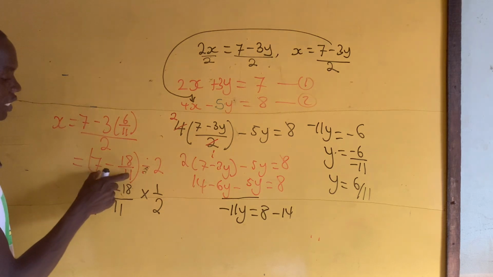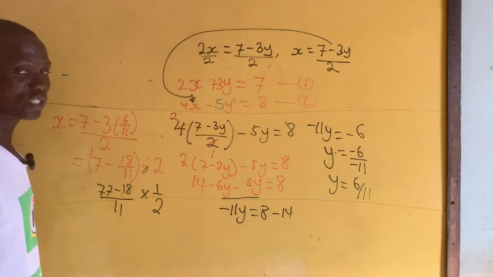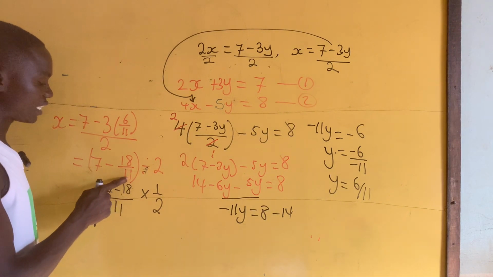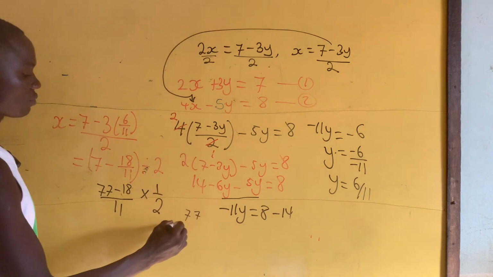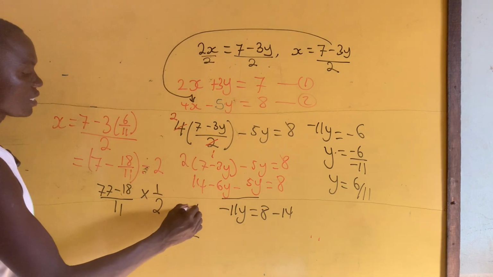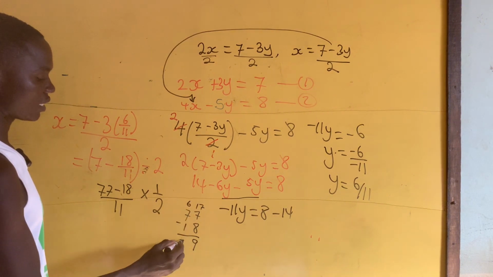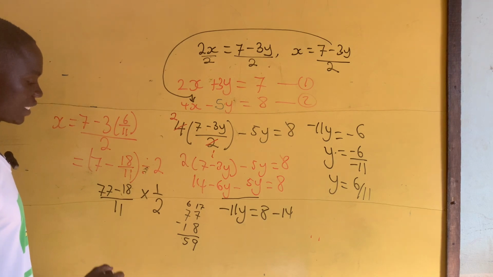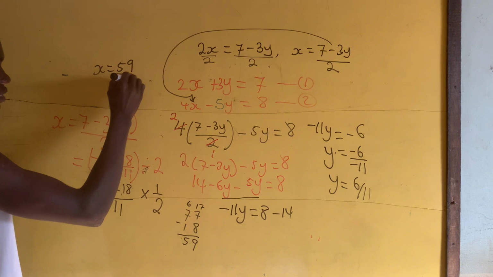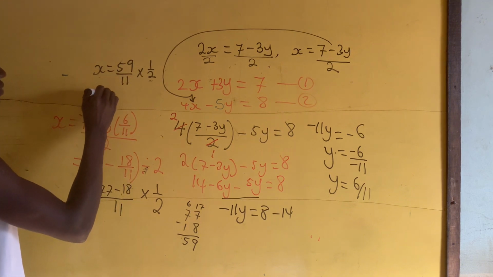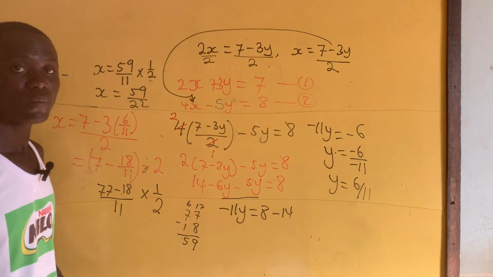Wow. So here, if you cannot do this simple arithmetic, just use a calculator. What about if you're not using a calculator? So learn how to do this. Just multiply 11 by 7 and subtract 18 from it. So you have 77 minus 18. This is 17, 6. 8 from 17 is 9, right? And here is 5. We have 59 out of 11. So we have x equals 59 out of 11 times 1 out of 2. That gives x equals 59 out of 22 in a very simple way.